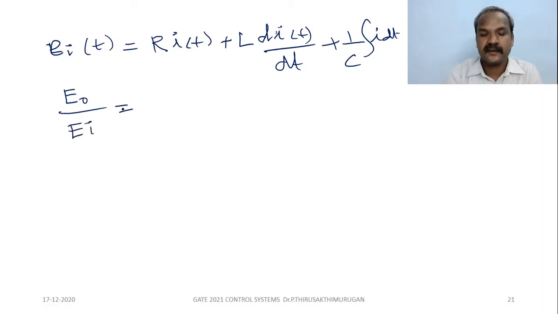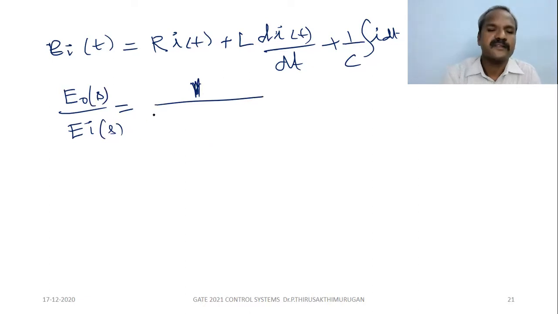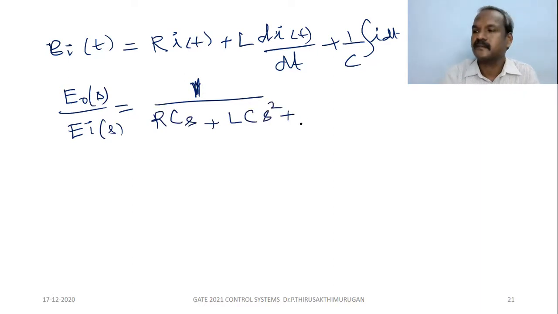This is a very typical problem. This is the best example for a standard second order electrical circuit. So E naught of S to E_i of S will be 1 by, RCS. This is the standard one. Please remember this circuit and the transfer function model.